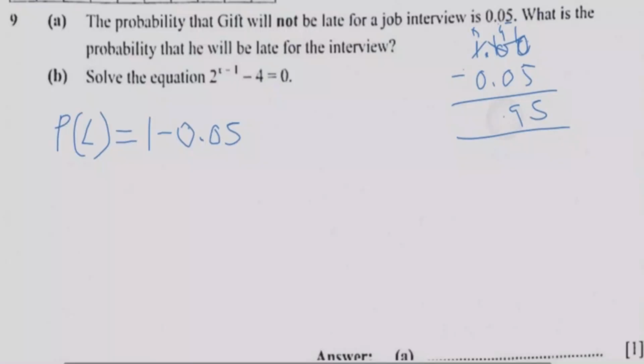And then we have a decimal point. 0 minus 0 will be 0, because that is the whole number 0. So the answer is 0.95. So the probability that he will be late for the interview is 0.95. Okay, so I can come here and record my answer, 0.95. That is the probability of Gift being late for the job interview.